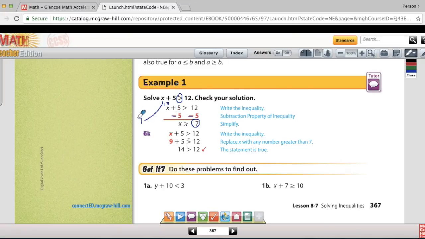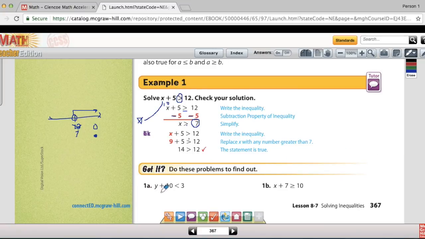So 7 is not an answer, which is why when you're drawing your inequality on a number line, the number 7 does not have a filled in circle. It's an open circle, and then every number to the right also works. So that's the meaning behind the open circle and the closed circle. If there was a little line underneath there, then it would be filled in. So it's just important to remember those little details.